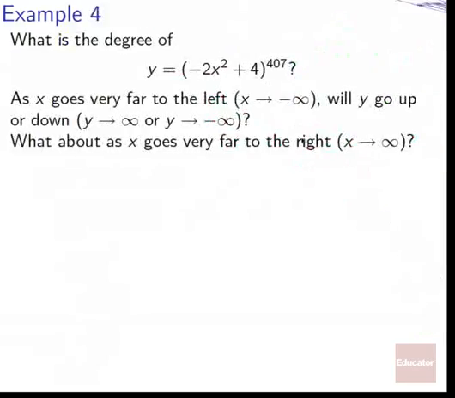Great. Final example, what is the degree of y equals negative 2x squared plus 4, all that to the 407? Now you see this at first and you might freak out because you're like, I can't possibly expand 407 times, I can't do that. But don't worry, all they asked for was the degree, right?